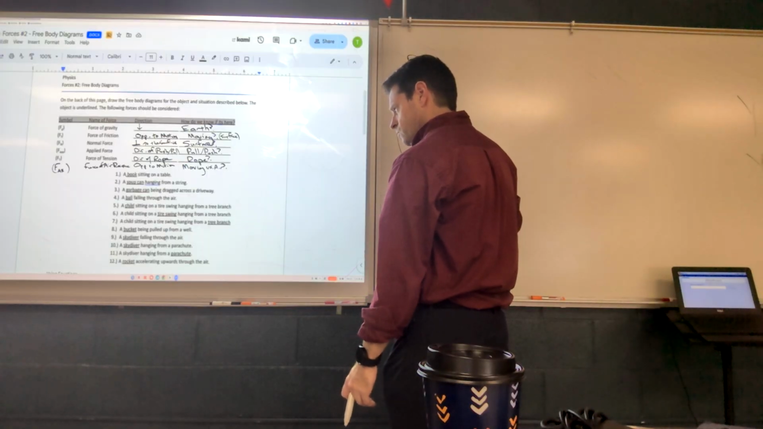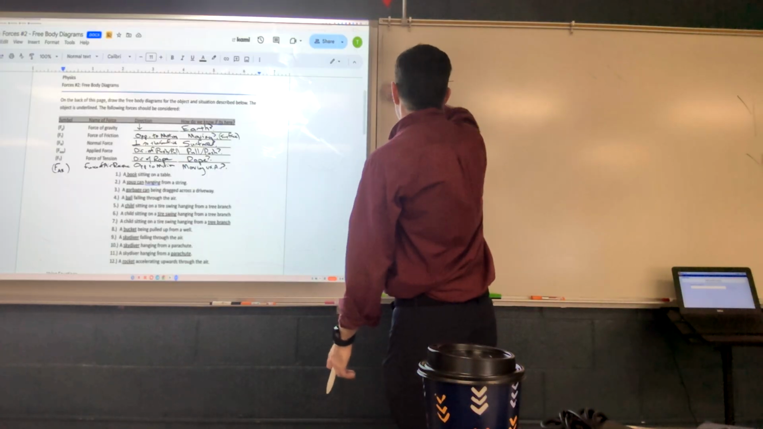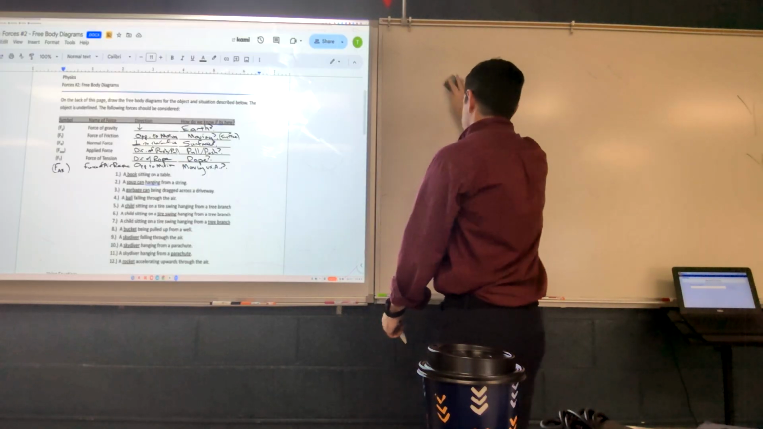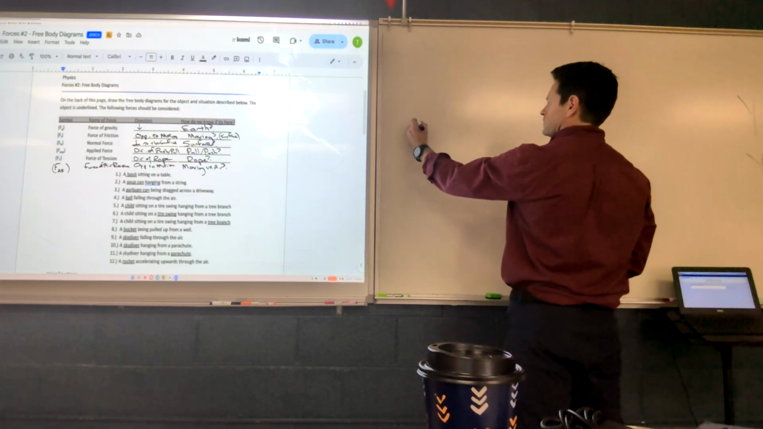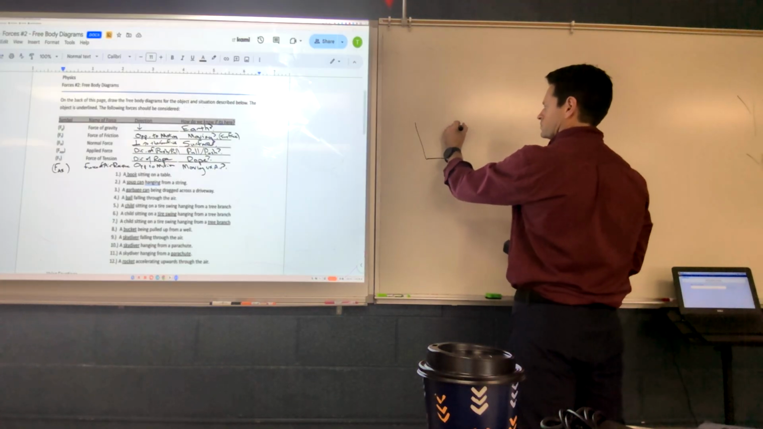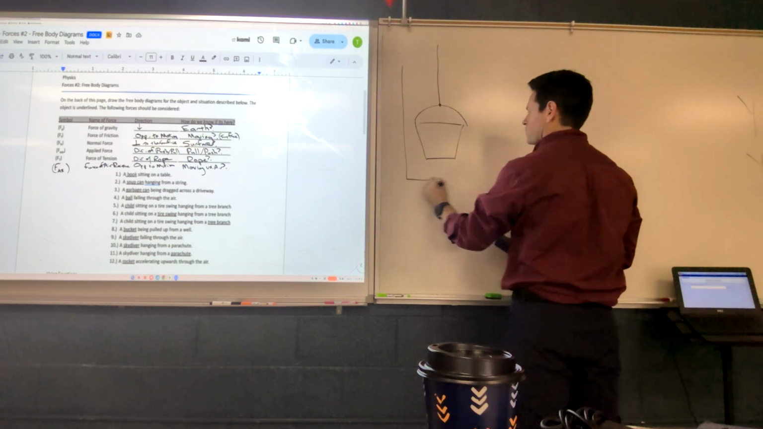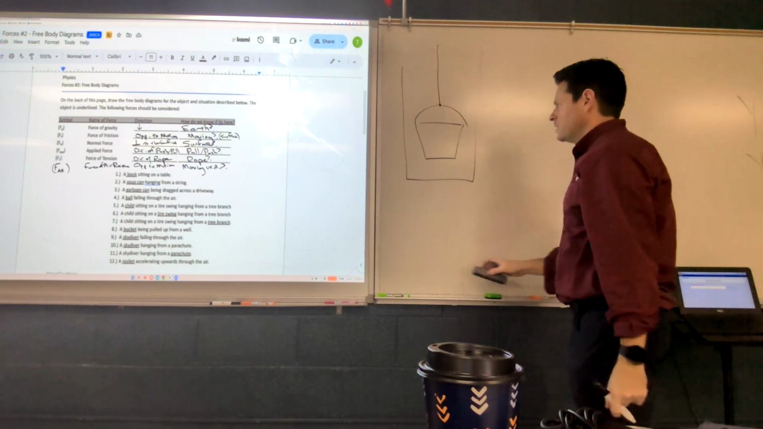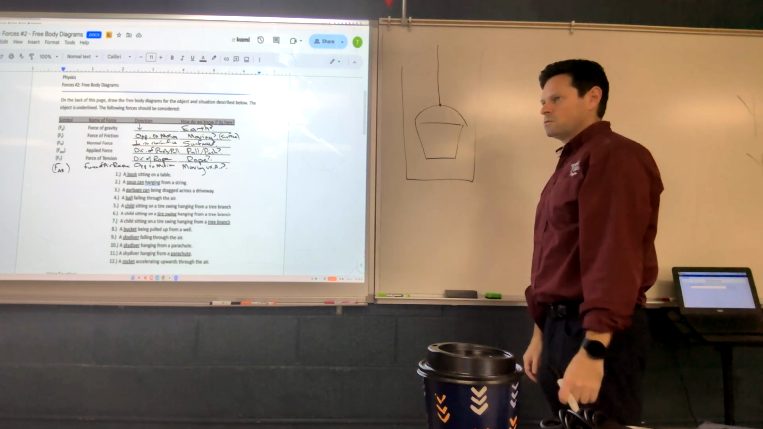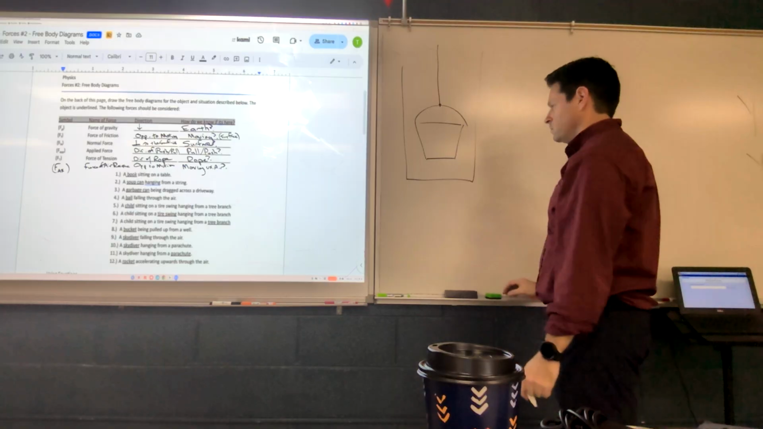All right, so a bucket being pulled up from a well. That sounds like one is moving. A bucket being pulled up from a well. Okay, there's the well. Is anything in this bucket? There could be. What do you think? What do you want to put in there? Water.